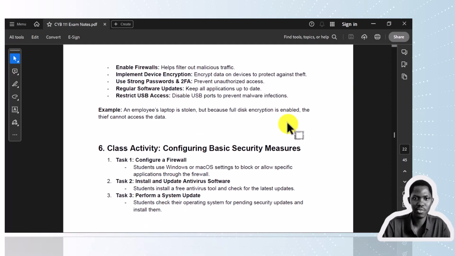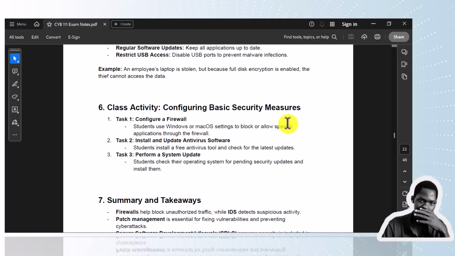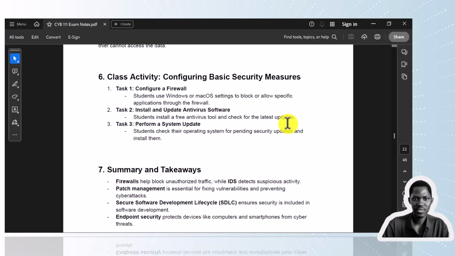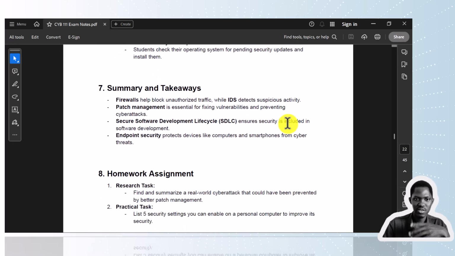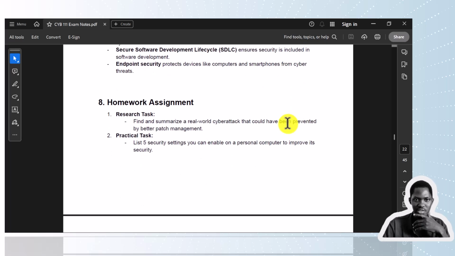So that's an example. You can look at the class activity. This is a summary. You can look at the homework assignments and all of that.